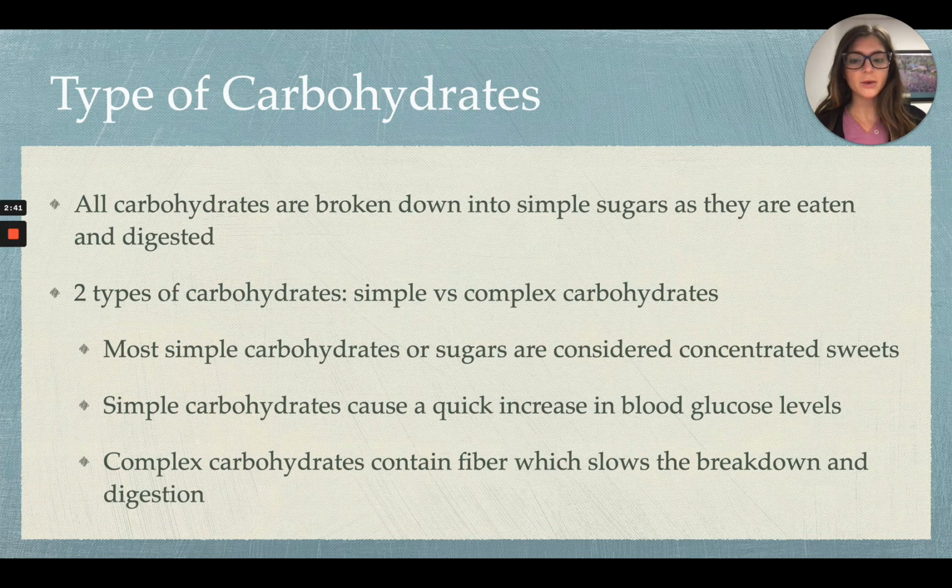Now, on the other hand, we have complex carbohydrates. Not all carbohydrates are the same. Complex carbohydrates are types of carbohydrates that contain fiber, and that fiber actually helps to slow down the digestion and the breakdown. So when we have a more slow, gradual breakdown of carbohydrates, specifically foods that do have fiber, we don't see as big a rise in the blood glucose levels compared to an item that is made up of simple carbohydrates.